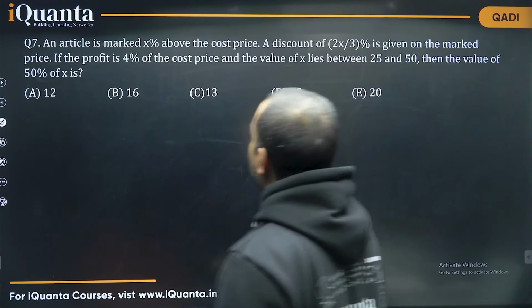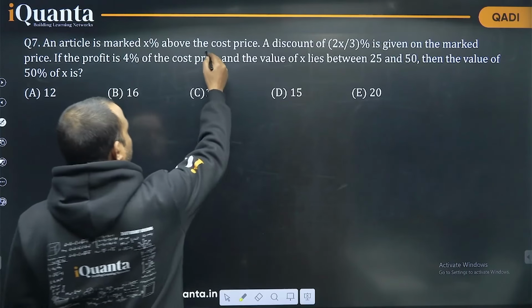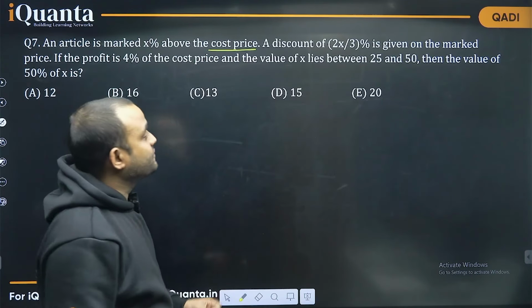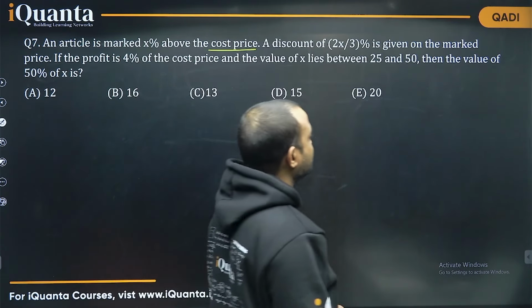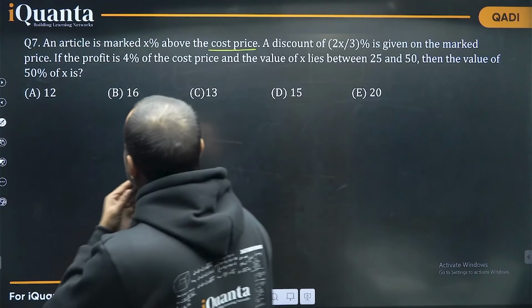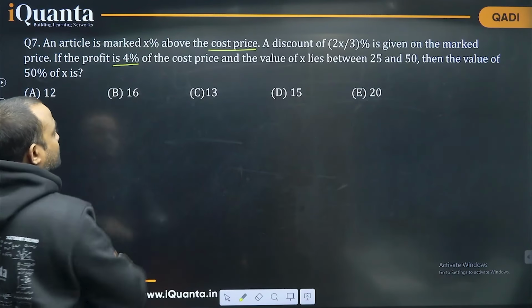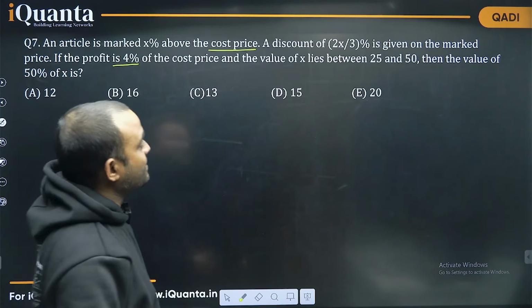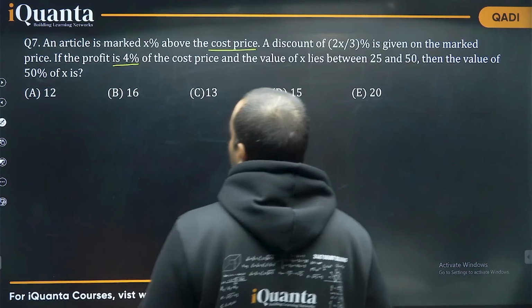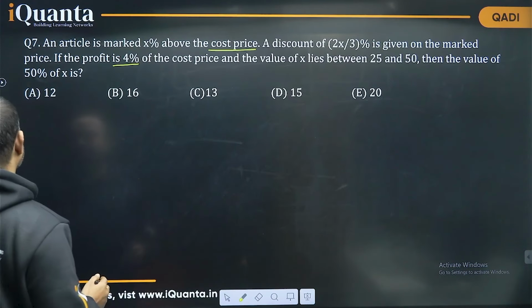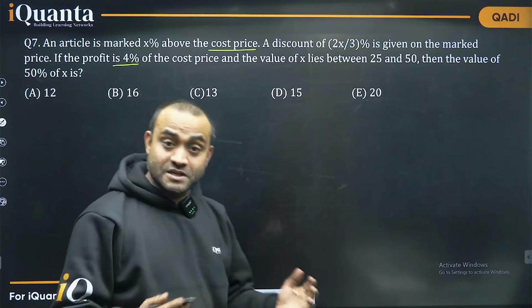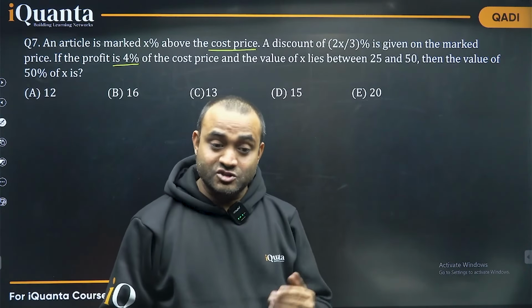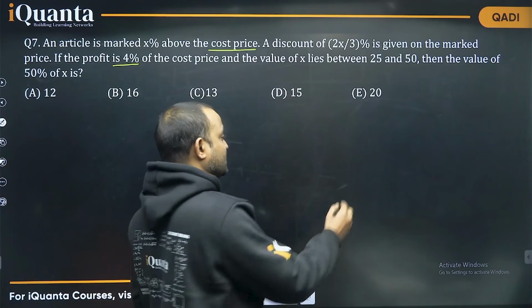An article is marked X% above the cost price. A discount of 2x by 3% is given on the marked price. If the profit is 4% of the cost price and the value of x lies between 25 and 50, then the value of 50% of x is. What do we know about the relation between markup percentage, discount percentage and profit percentage?